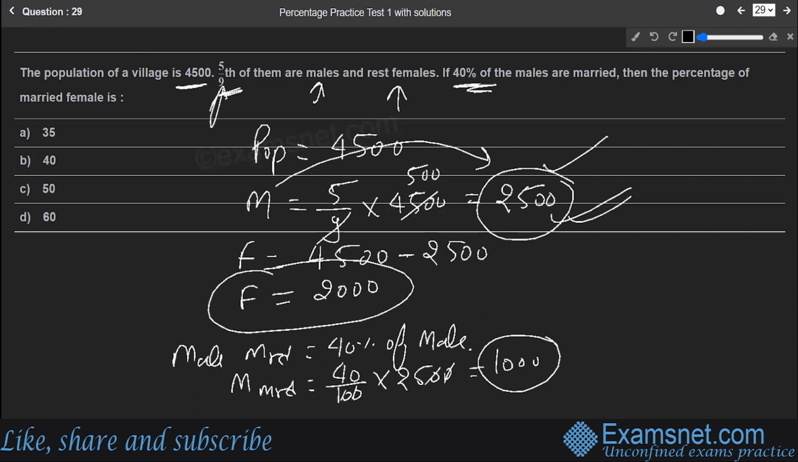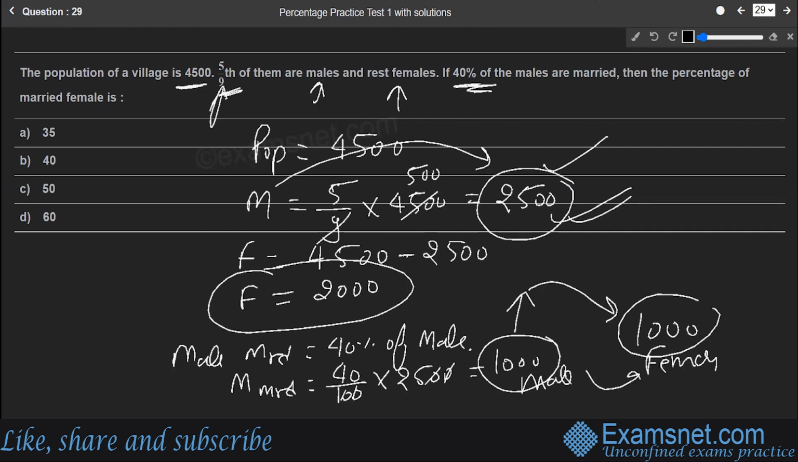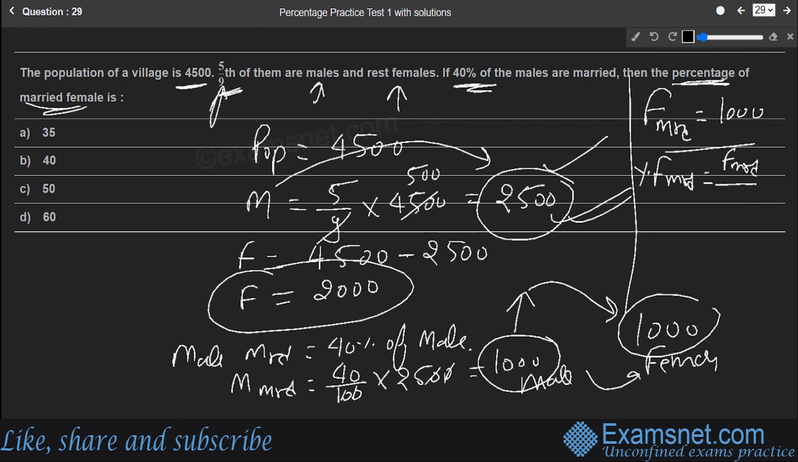Then he's asking for the percentage of married females. So when 1,000 males are married, obviously they would be married to their spouses, and the number of spouses will again be 1,000. So 1,000 males would have married 1,000 females only. Clearly the females that are married are also 1,000 in number. The question asks for the percentage of married females. We know the number; the percentage can be calculated by married females divided by total females into 100%.